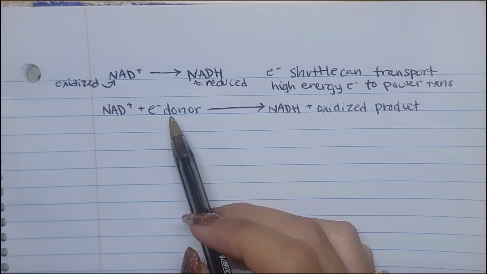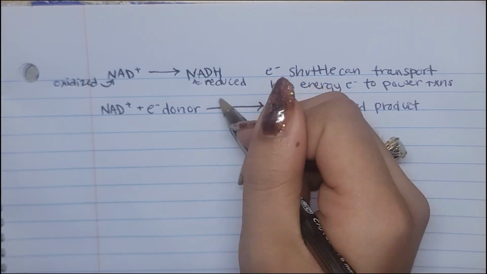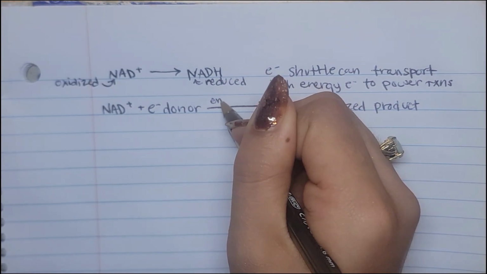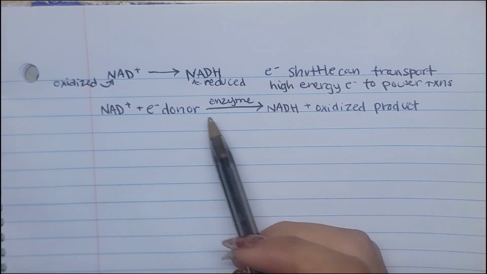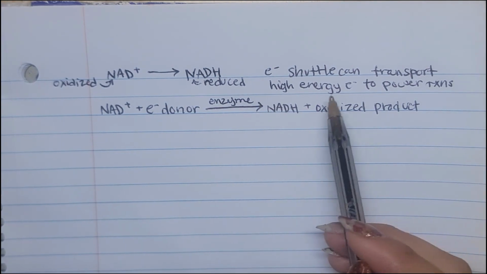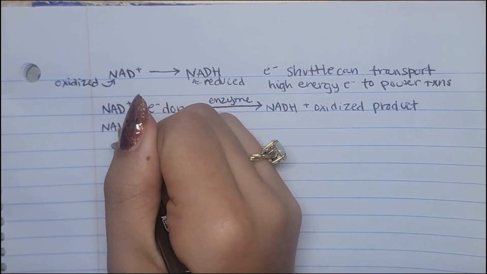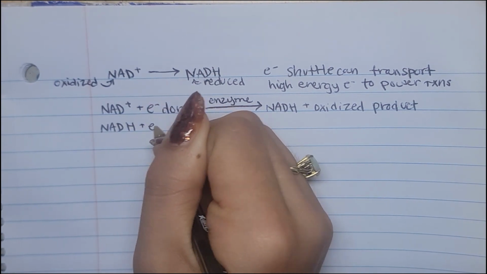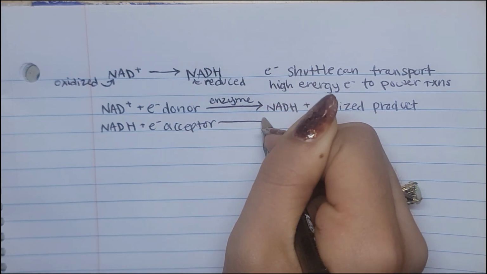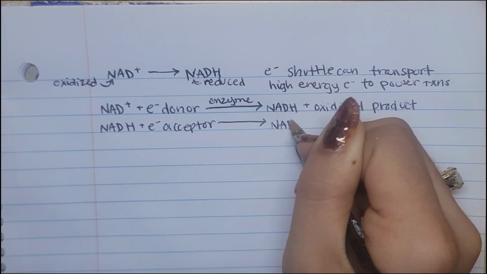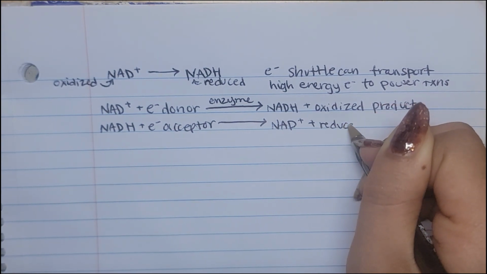So in the case of glycolysis, you'd have glucose here, and then you'd have your pyruvates. And this is facilitated by an enzyme. Obviously, it depends on what our electron donor is, what reaction is happening here, but it doesn't just happen on its own. There's an enzyme that facilitates it. And then same thing, you can have NADH plus an electron acceptor, and you'll go back to NAD plus and a reduced product.